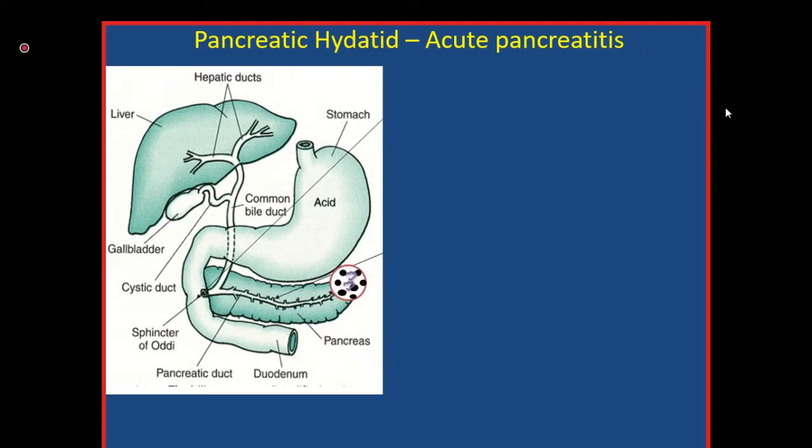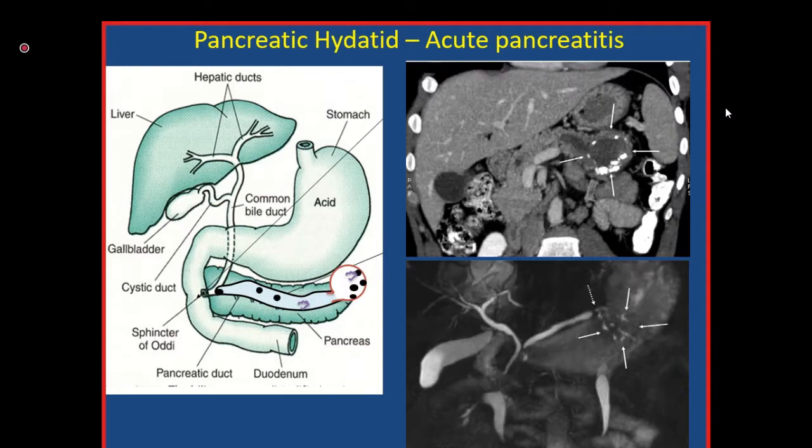Another thing is intrabiliary rupture of the hydatid disease, which can cause leakage of the cystic contents into the pancreatic duct, which can induce pancreatitis. It's a case report. Here you can see a well-defined cyst wall with calcifications, which is freely communicating with the pancreatic duct.